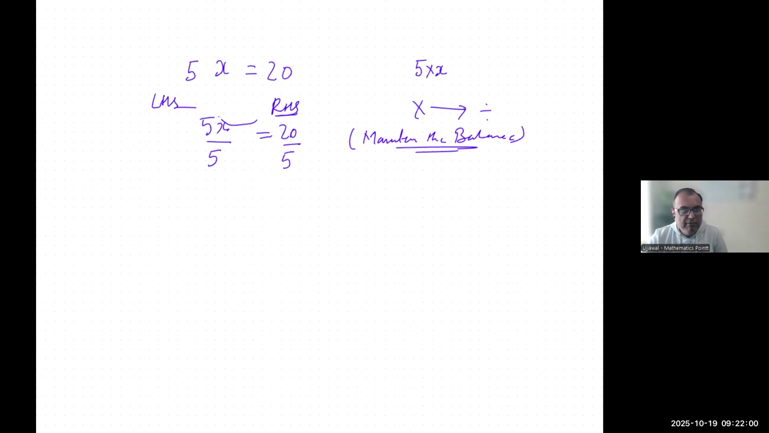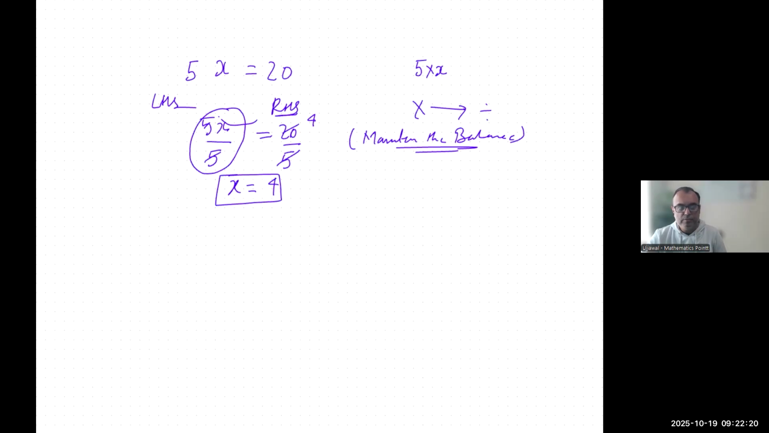Now 5x over 5, 5 is gone. So left is x equals to, now 20 divided by 5 is 4. So x is equal to 4. Good job.